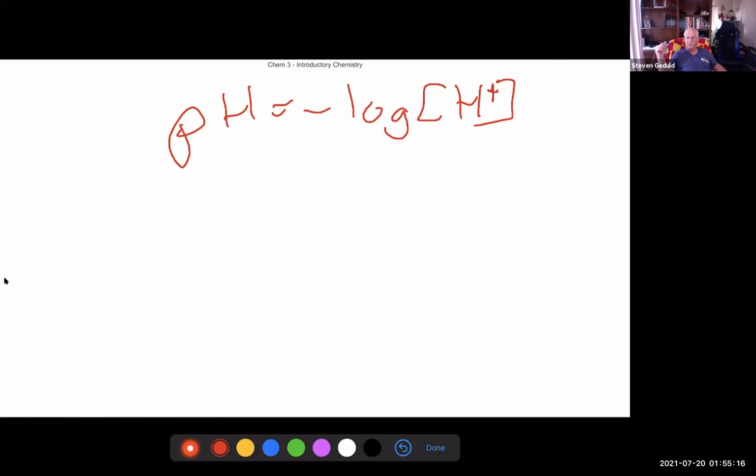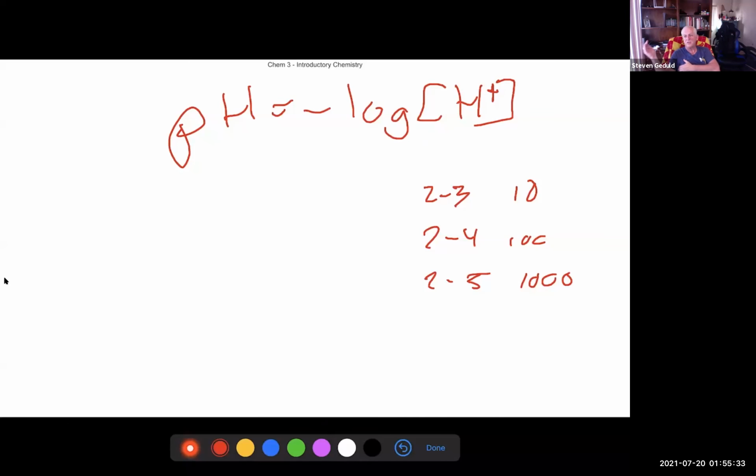Okay. So a pH, like I said, if it goes from 2 to 3, that's a factor of 10. 2 to 4 is a factor of 100. 2 to 5 is a factor of 1,000. Okay? It goes up by groups of 10. 10, 100, 1,000, 10,000, 100,000, etc. That's your logarithmic scale. That's all log is. Logs is counted by powers of 10. Think of it that way.